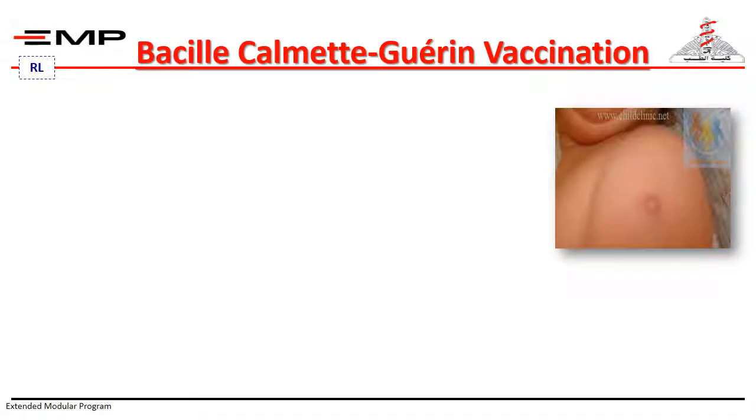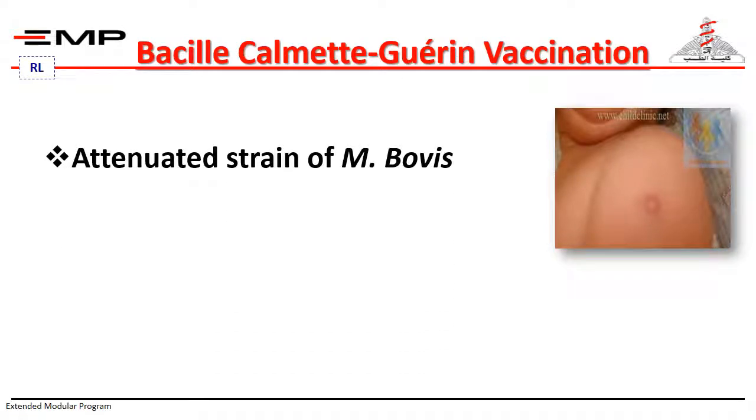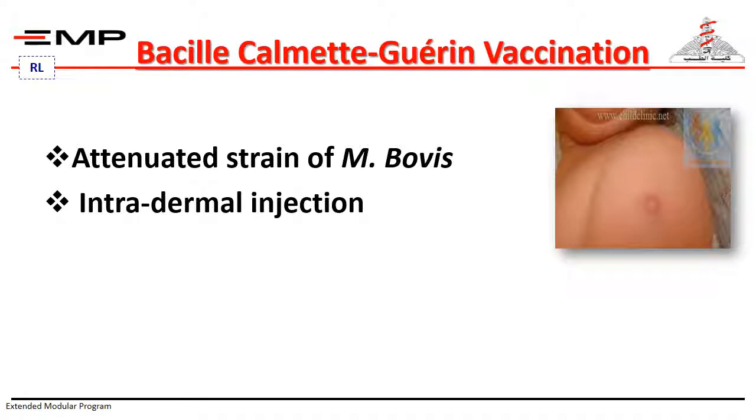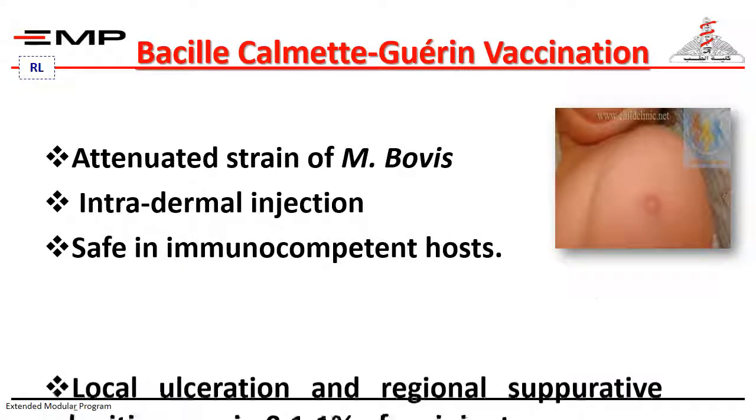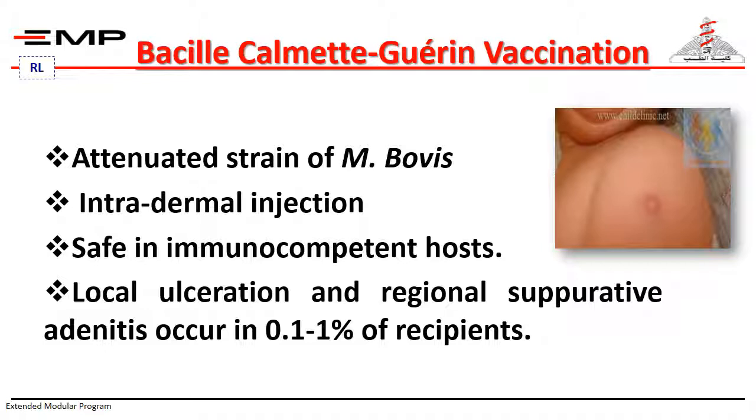Bacille Calmette-Guérin vaccination, BCG vaccination. It is an attenuated strain of Mycobacterium bovis, given by intradermal injection at the insertion of the deltoid, as we see in the picture. It is safe in immunocompetent hosts, but can cause local ulceration and regional suppurative adenitis in up to 1% of recipients of BCG vaccine.